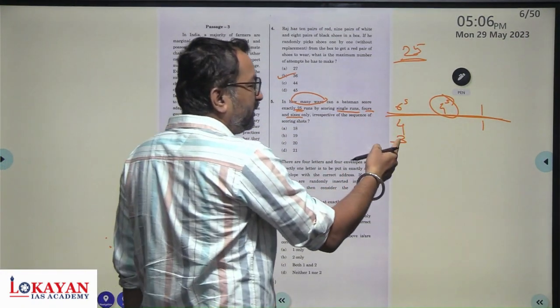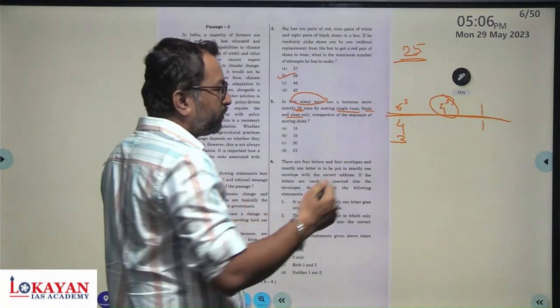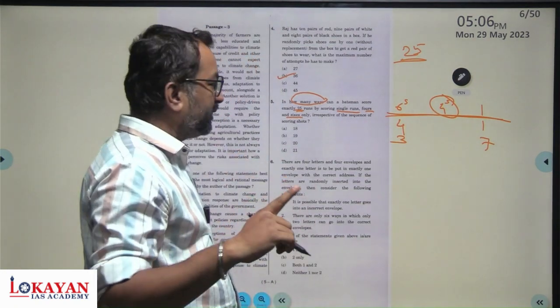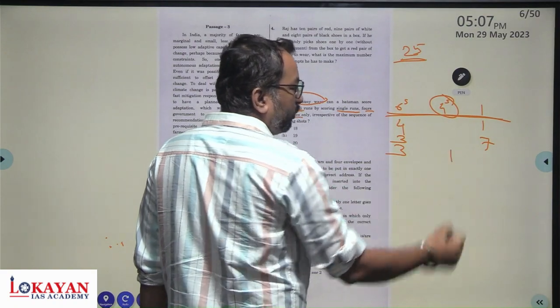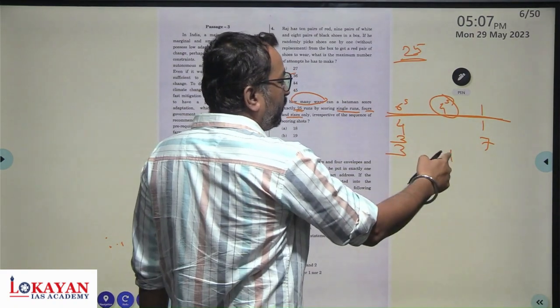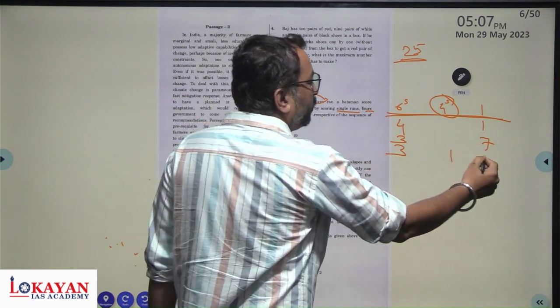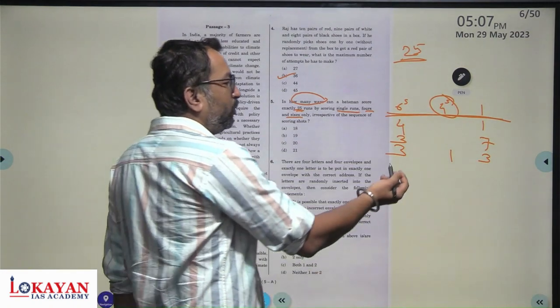When he hits 3 sixes, that means 6 threes are 18 runs. How many runs are remaining? 7 runs. When he hits 3 sixes, he can score 3 singles. When he hits 3 sixes, he can hit 1 four also. So 18 plus 4, that is 22, so there will be 3 singles. Other than that, there is no possibility.